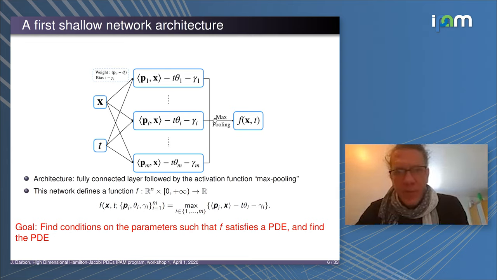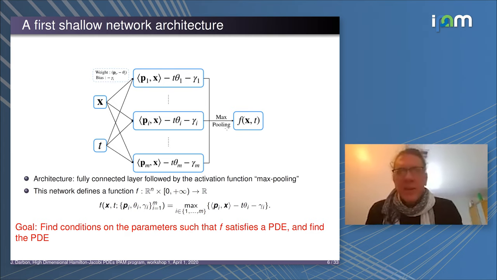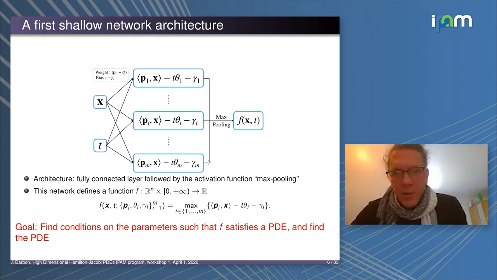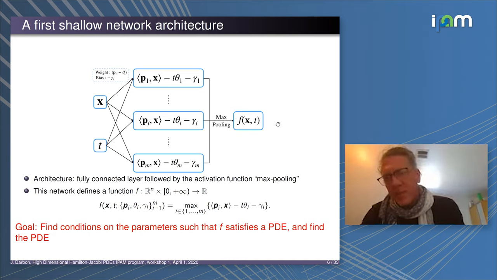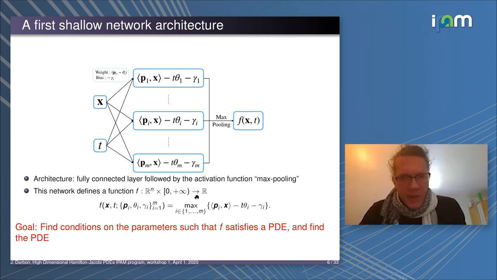Then once you have all those guys, you collect them by what we call in neural network architecture a max pooling. In other words, you have the output of all your neurons and you select the maximum. And you call that real number that you get f of x. So the architecture of this neural network is a fully connected layer followed by an activation function that is called max pooling.